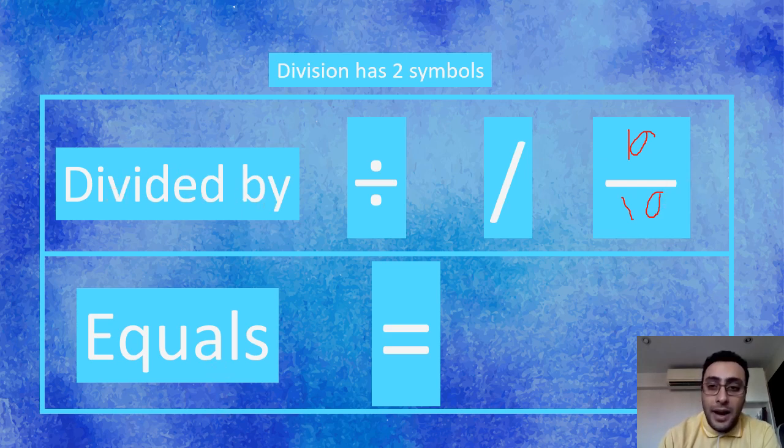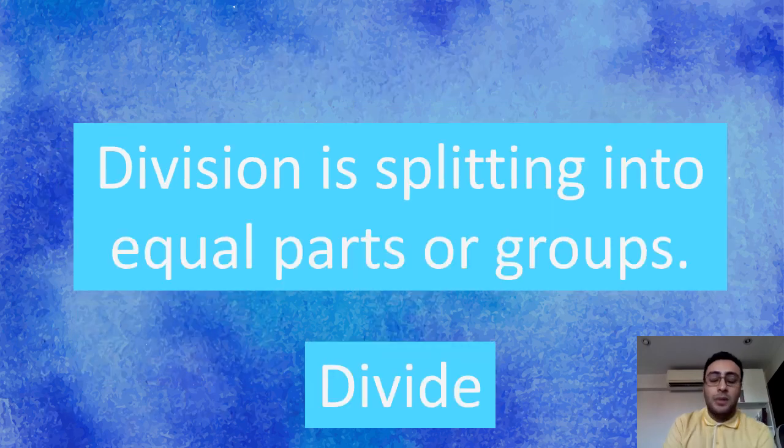And these are called divided by. Now, as you know, very easy, this is called equals. We're going to talk about this more later, okay? So, what is division? Division is splitting into equal parts or groups. Now, what does that mean? Split means cutting, okay? Division is all about cutting into equal groups, different parts.